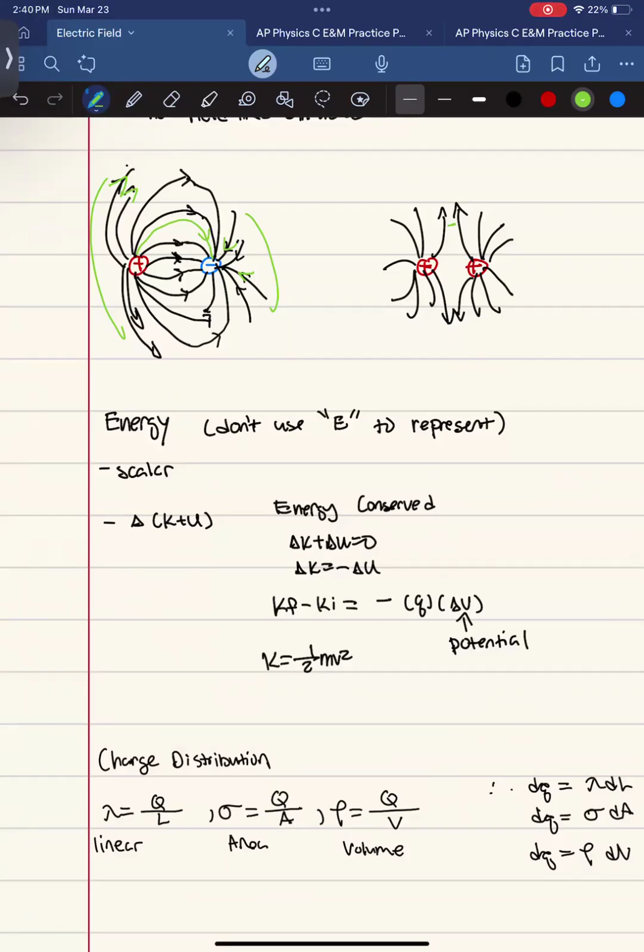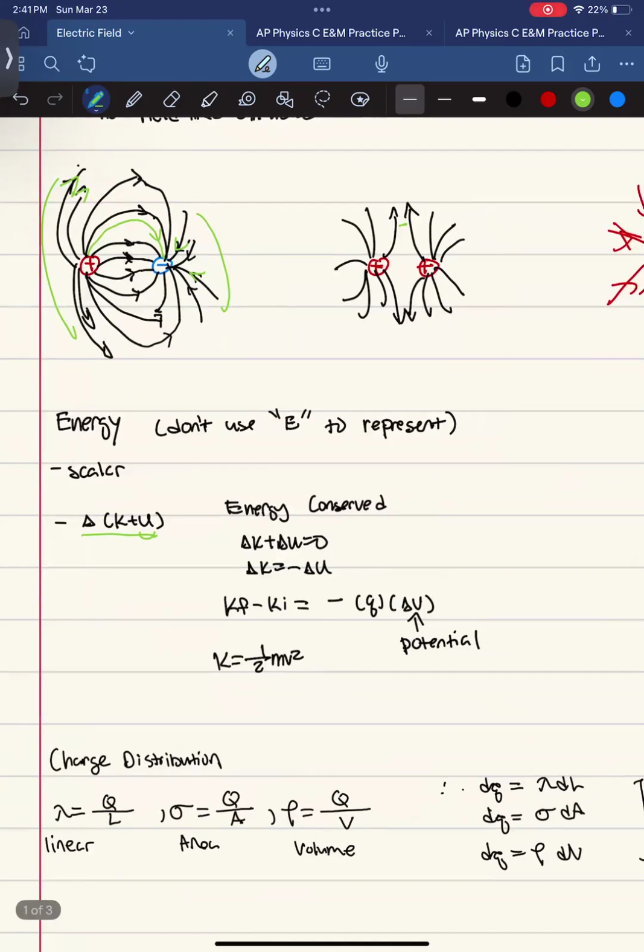And energy equals this formula, delta K plus U, where K represents the kinetic energy and U represents the potential energy. Potential energy for electric fields is different from dynamics, and I'll talk about that in a later class. So a special case is when energy is conserved. That's when delta K plus delta U equals 0.